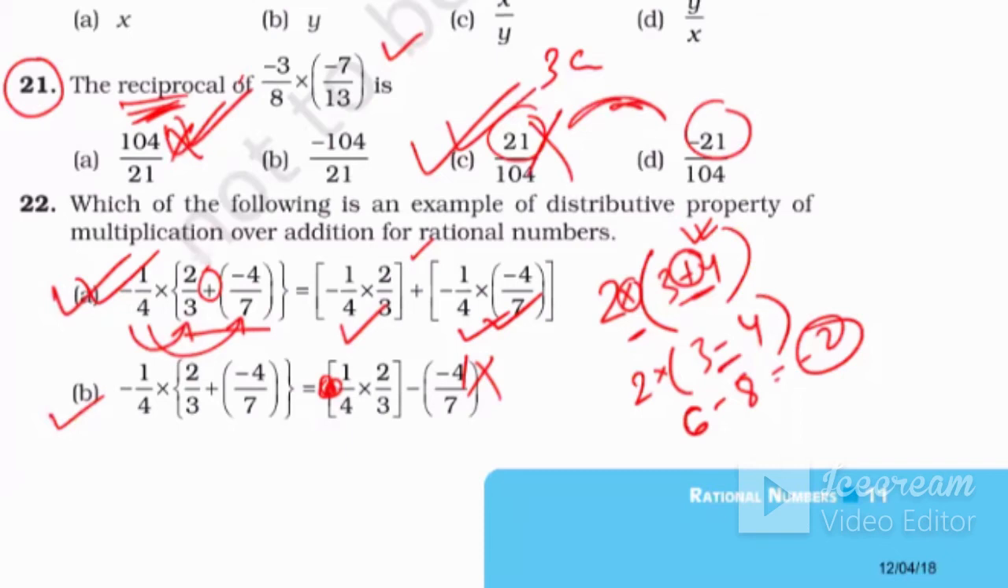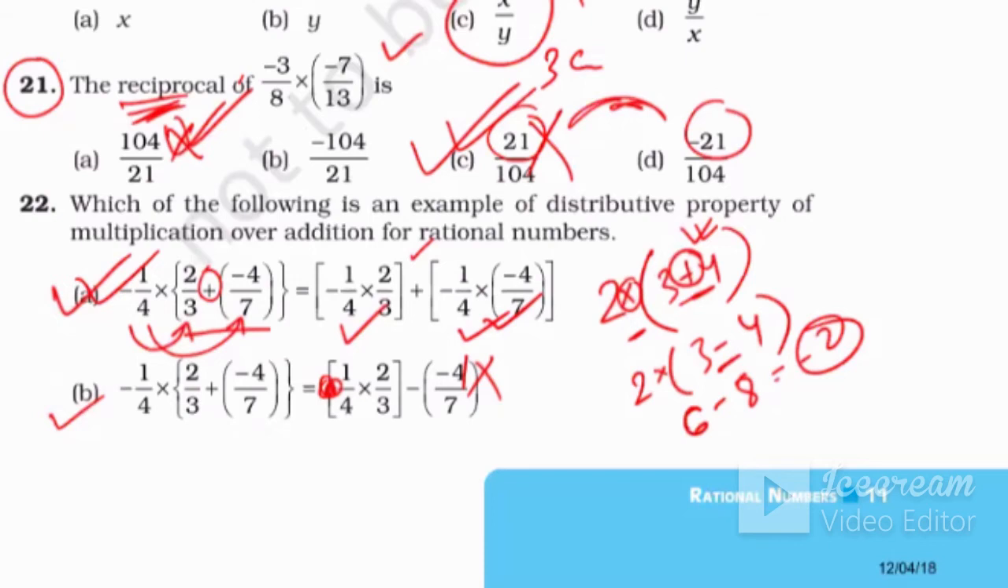Question number 20. If y be the reciprocal of the rational number x, then the reciprocal of y will be... C. I think it is wrong.